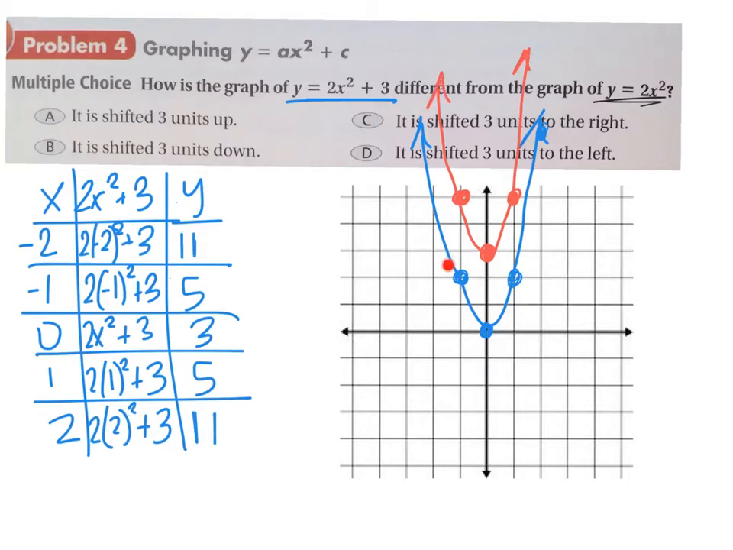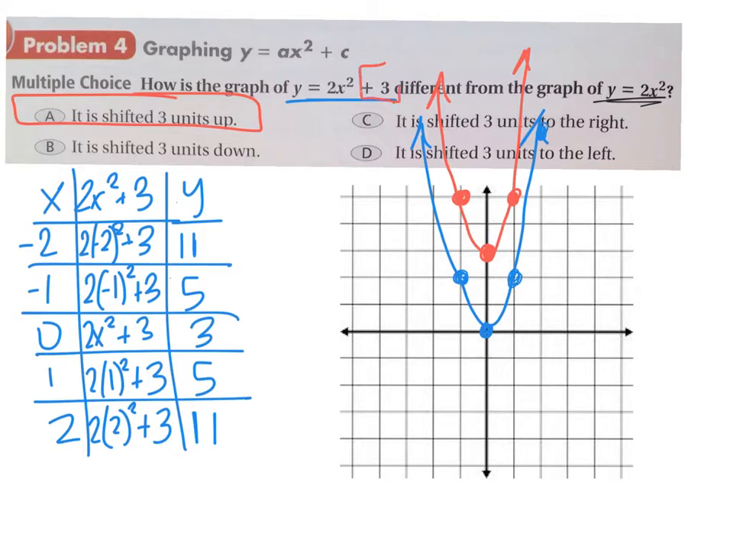So what's the difference between y equals 2x squared and y equals 2x squared plus 3? Well, they're the exact same parabola. It's just that the pink one, this one, has been shifted up 3 units. So which one says it's shifted up 3 units? It'd be that one.